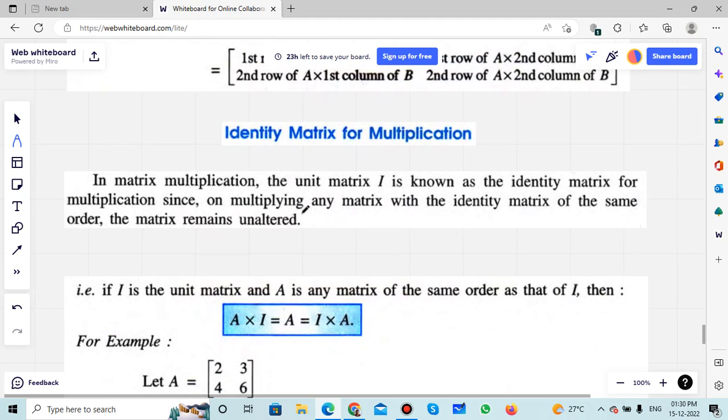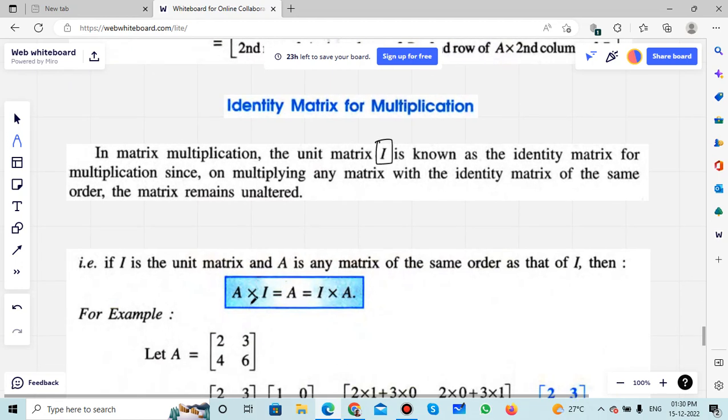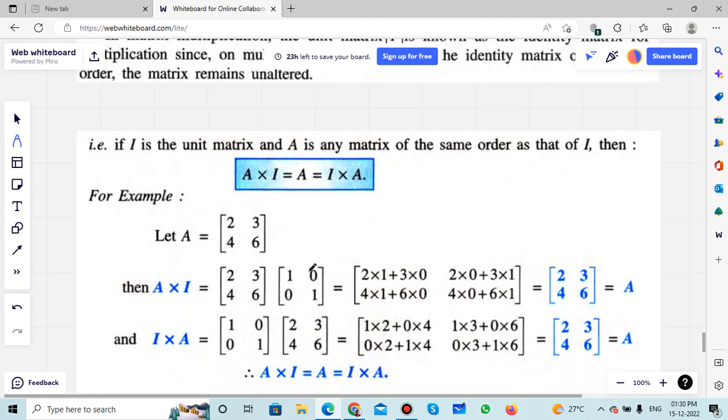In matrix multiplication, the unit matrix I is known as the identity matrix. Means what should we multiply with matrix A so that we get the same? The answer is yes, the unit matrix. If you multiply any matrix with a unit matrix, what is a unit matrix? We have done that. A unit matrix, if it is a square matrix, has 1 and 1 diagonally and the remaining are 0. Diagonally it should be 1, and we call it a unit matrix.